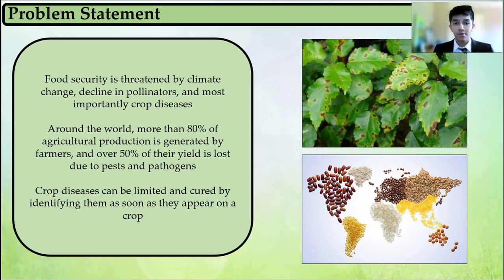Crop diseases are not only a threat to global food security, but also affect the lives of millions of smallholder farmers who depend on a healthy yield. Around the world, more than 80% of agricultural production is generated by farmers, and over 50% of their yield is lost due to pests and pathogens. This leads to a mass disruption in food supply and a large number of hungry people, especially the farmers and their households who account for the largest fraction of the world's hungry people, which is 50%. Fortunately, these diseases can be limited and cured by identifying them as soon as they appear on a crop.